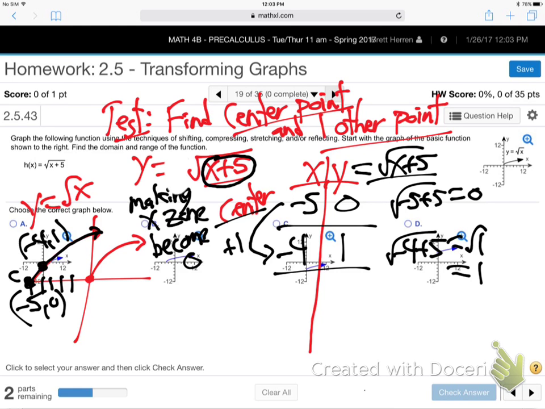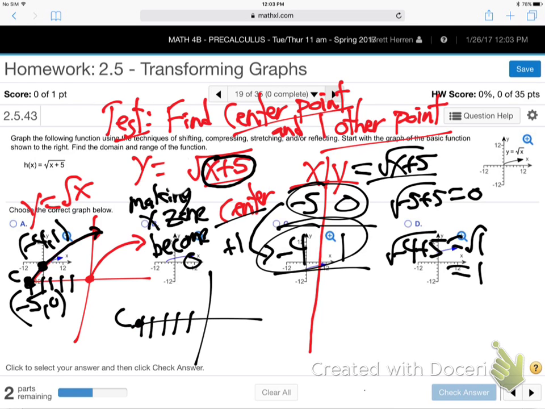Find the center point by zeroing out the x's world, and one other point by adding 1 to that first x value. Plug them in, get your two dots. So if you didn't have any idea in the picture, you go back 5, up 0, there's the center point. Back 4, up 1, there's the other point.